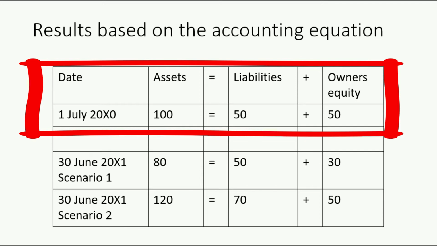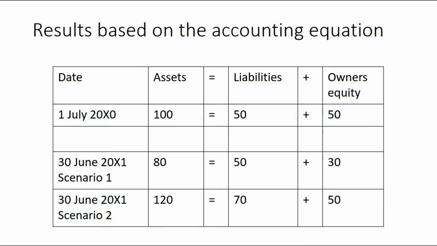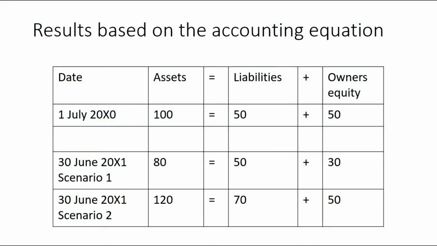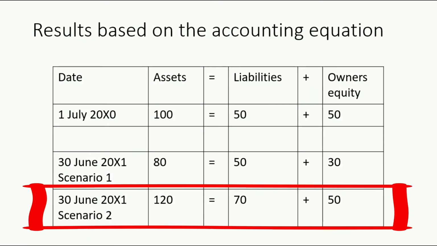Using the basic accounting equation, in scenario 1 at the end of the year, assets equal 80, liabilities are 50, and owner's equity is 30. In scenario 2, assets equal 120, liabilities are 70, and owner's equity is 50.